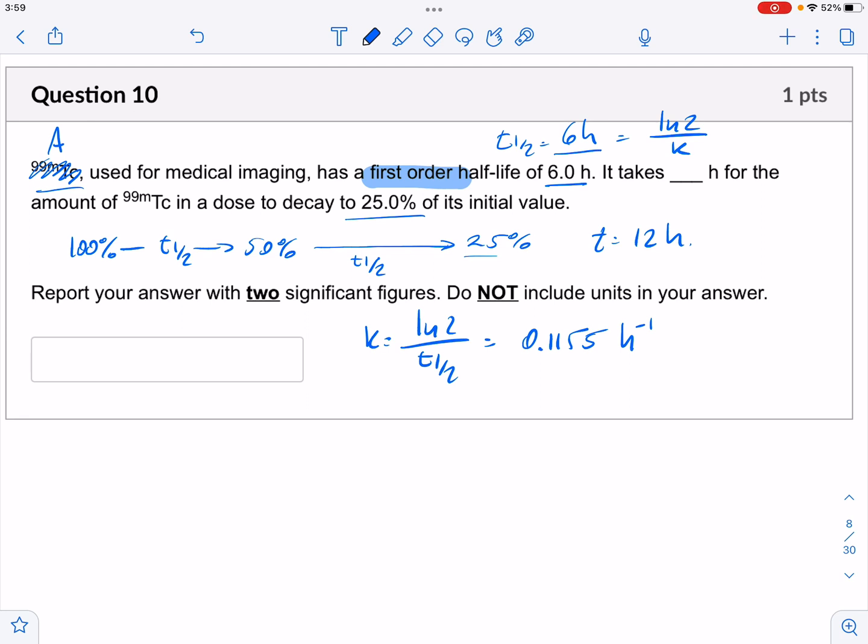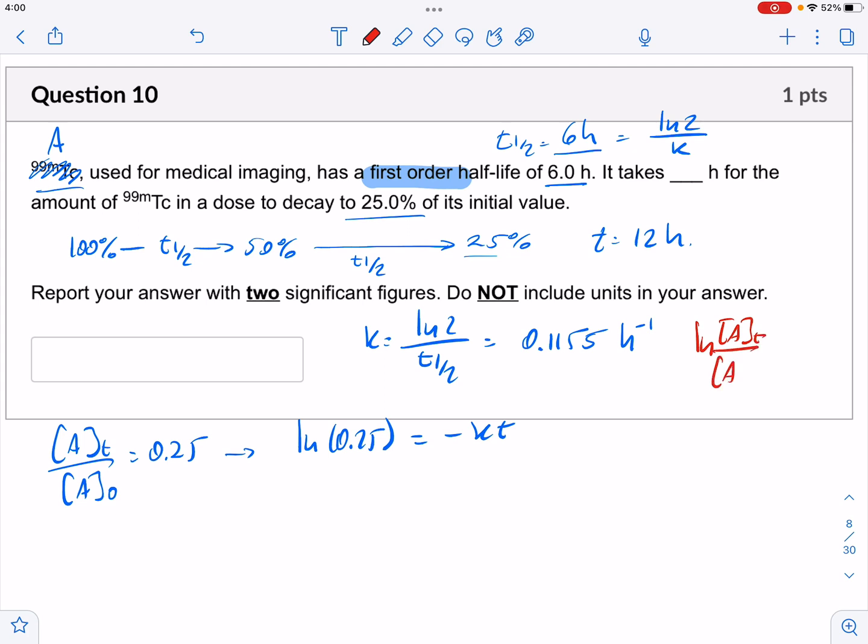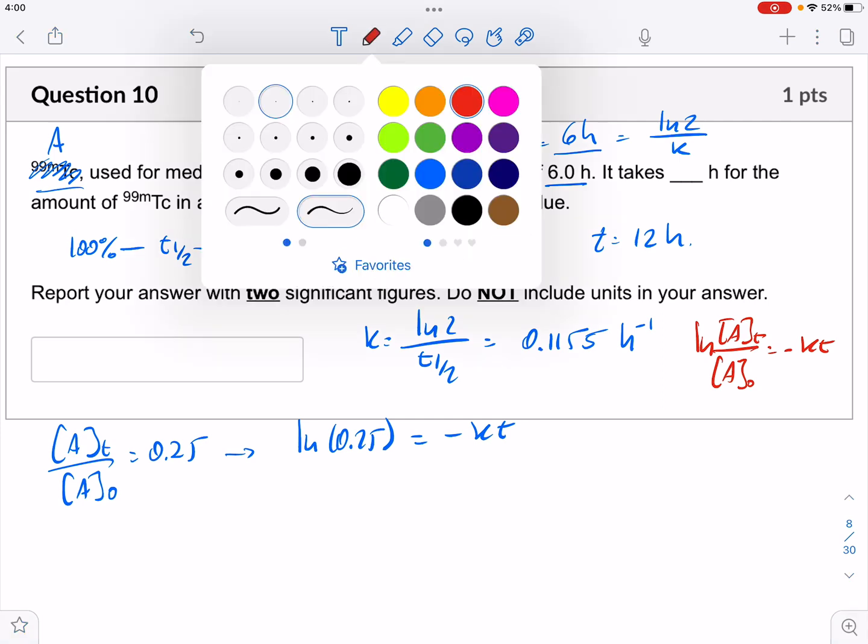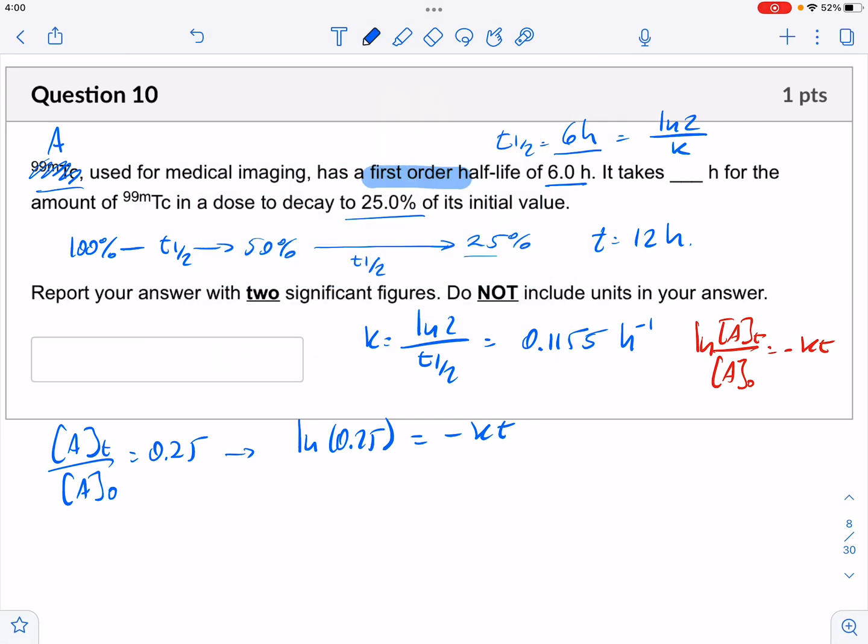If you're going to 25% of the initial value, that means that the concentration of A over time divided by the initial concentration of A is equal to 0.25. Therefore, the logarithm of 0.25 is equal to minus kt. Remember, we are using the abbreviated version of the first order integrated rate law that tells you that the logarithm of the ratio is equal to minus kt. It's just something that you use depending on what you have.